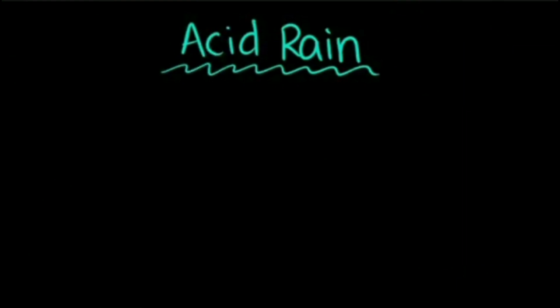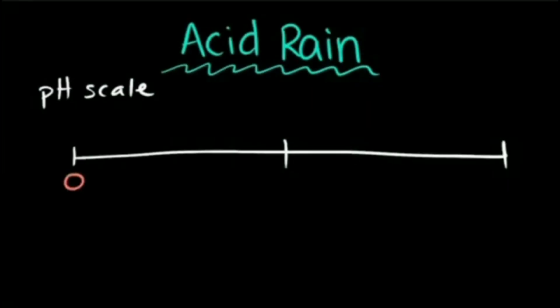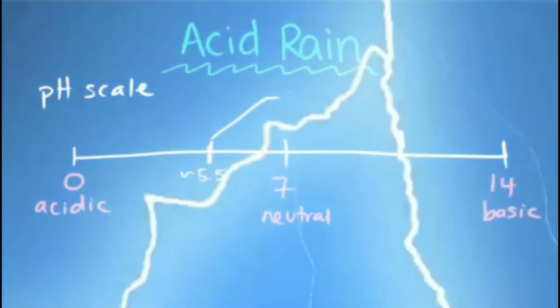Interestingly, normal rain is actually slightly acidic as well. If you think back to the pH scale, you'll remember that it goes from 0 to 14, acidic to basic, and that 7, right in the middle, is neutral. Normal rain is around 5 or 5.5, so it's slightly acidic.